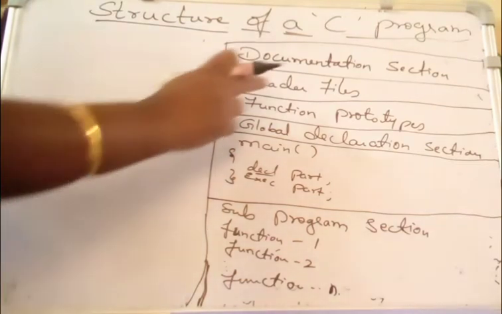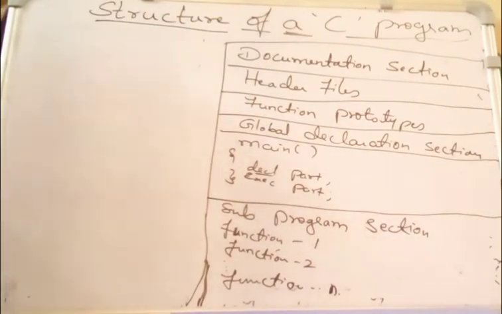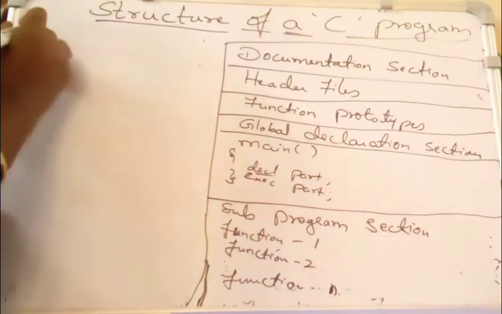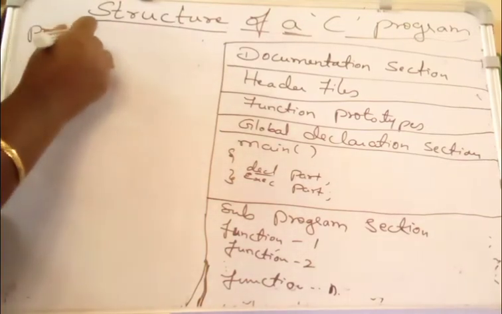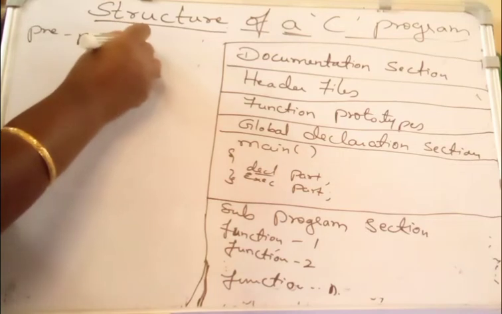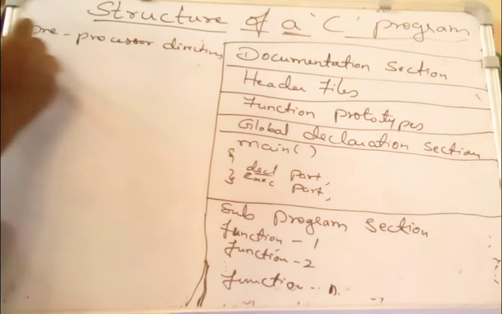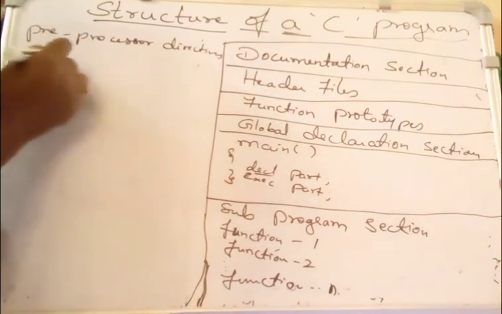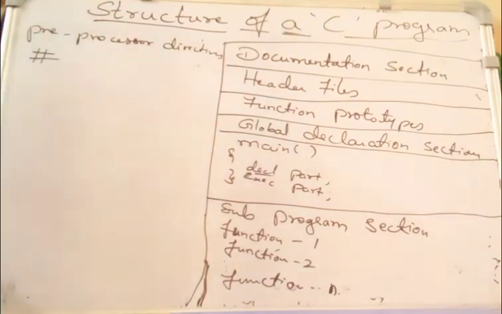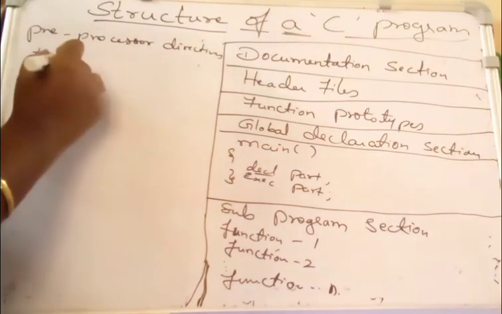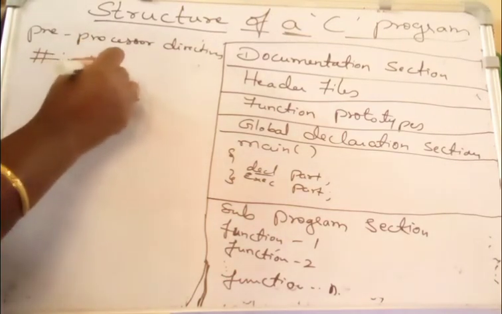And next is the header files. These header files are called preprocessor directives. So these preprocessor directives always begin with the symbol hash. Hash include, hash followed by the include keyword.